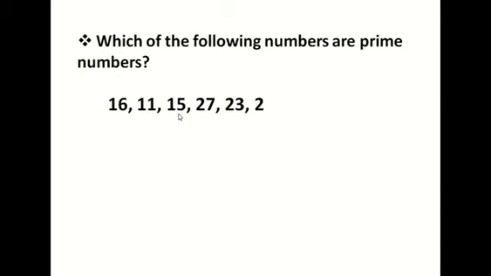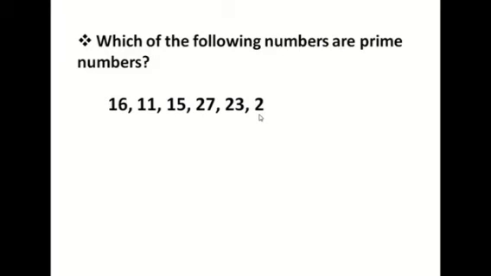For 15, 1 15 is 15, 3 5s are 15. So there are also many factors. For 27, 1 27 is 27, 3 9s are 27. So it also has more than 1 and the number itself, so it is also a composite number. For 23, 1 23 is 23. That's also a prime number. For 2, 1 2 is 2. That's also a prime number.